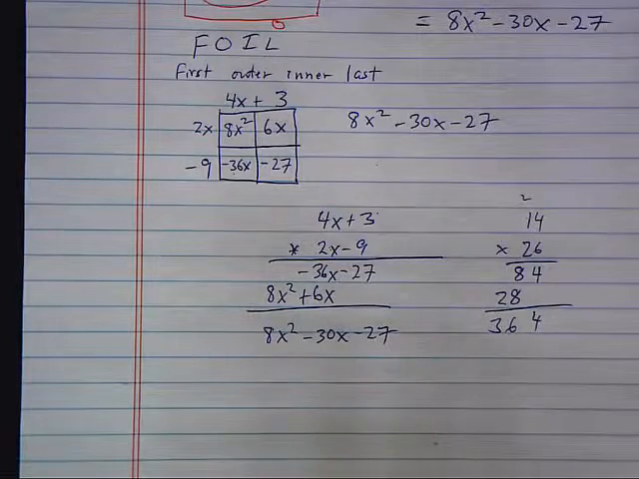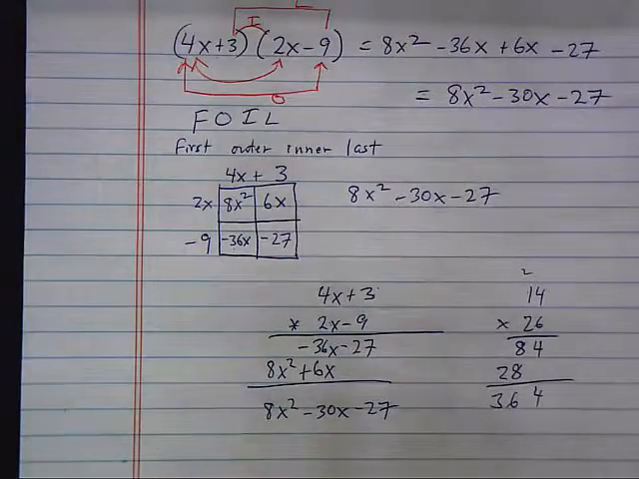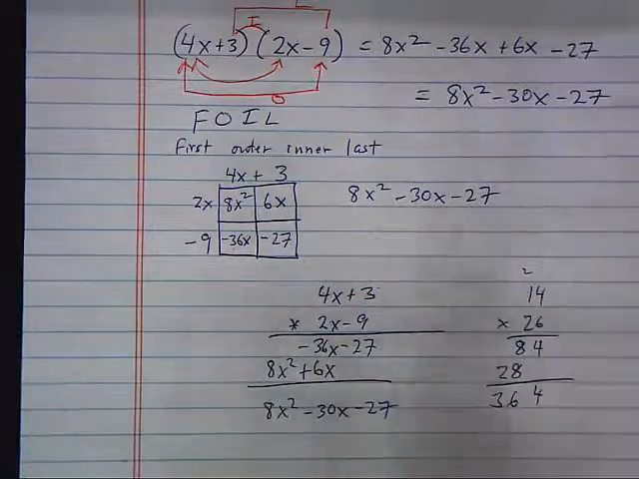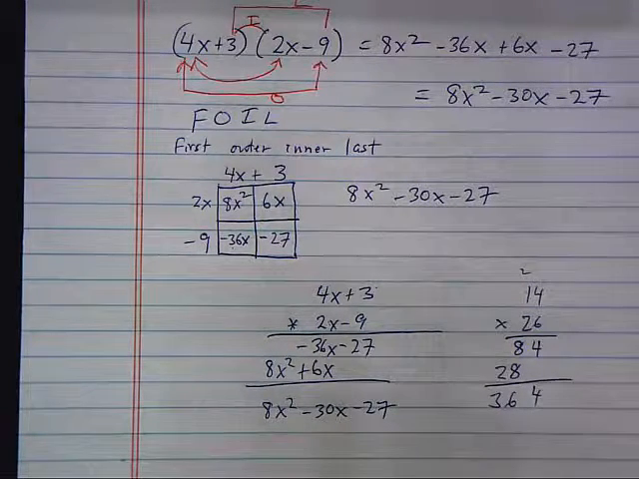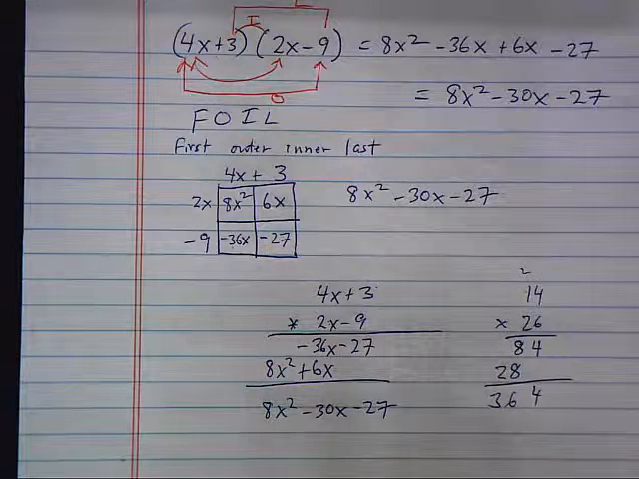So there's the 3 different common ways that I see people multiply polynomials. Some people like to do it horizontally. Some people like the box method. Some people like to do it vertically. Which way is the best way? They're all the best way. The best way is whichever way works the best for you.